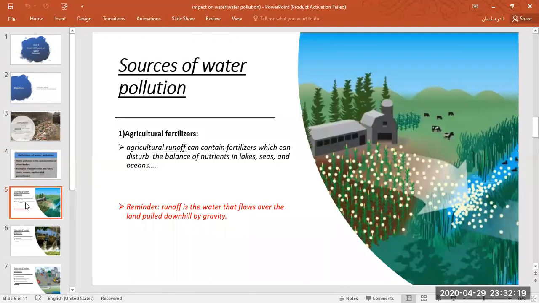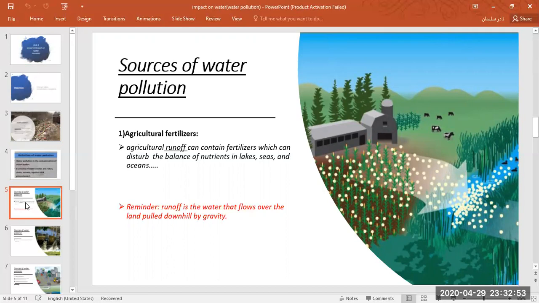Now let's speak about the sources, the causes of water pollution. This part is also very easy. We have an idea about it from the previous lesson. The first cause, the first source of water pollution, is agricultural fertilizers. As you know, in farms, farmers nowadays use too many pesticides, herbicides, and synthetic fertilizers.